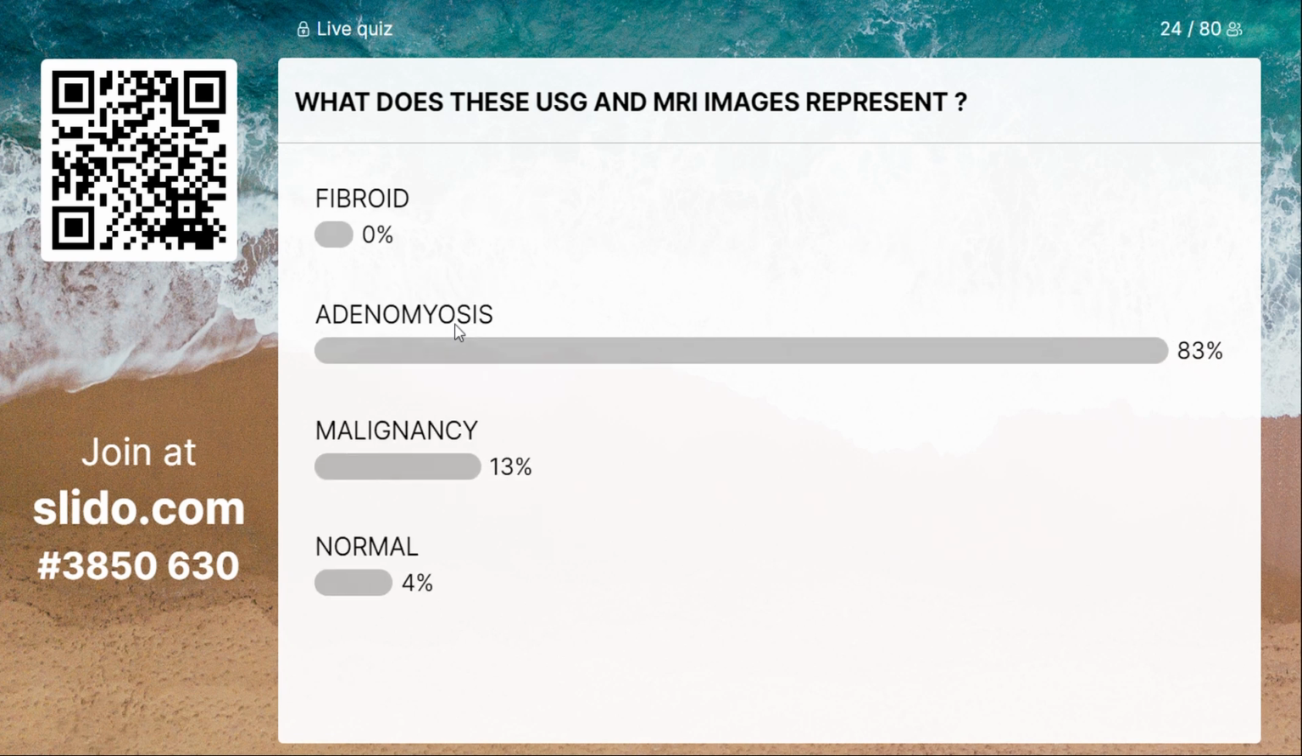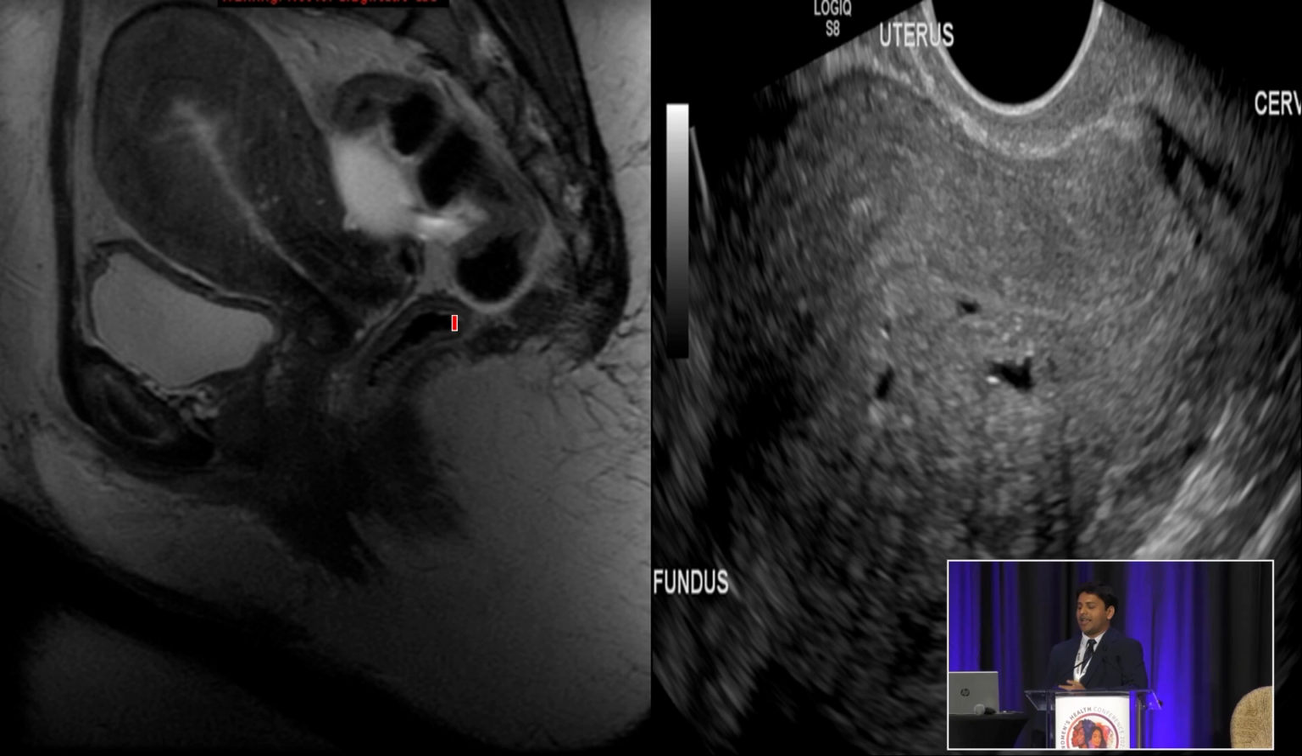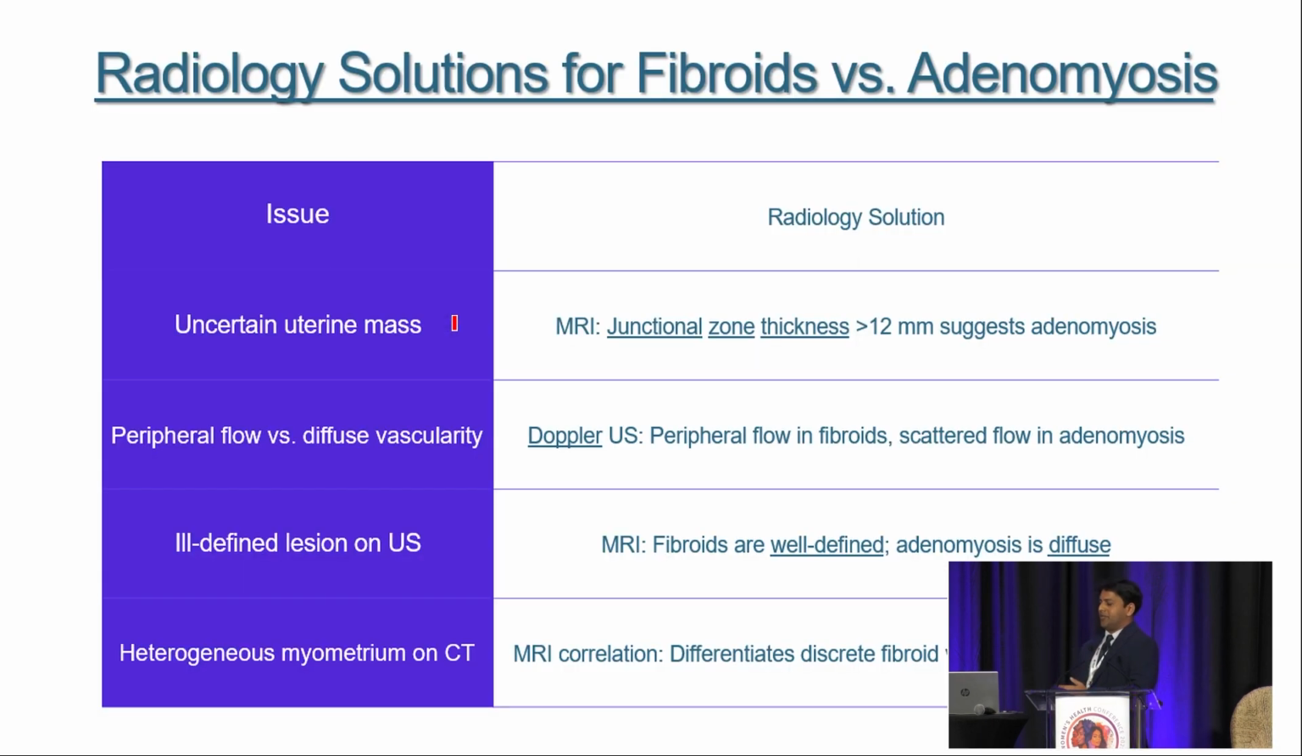Okay, almost everyone says it's adenomyosis. Yes, that's the one. What you're seeing is the involvement of the junctional zone. It has these classical Venetian blind kind of features on MRI. And on ultrasound, what you're seeing is the posterior wall, which is thickened when compared to the anterior wall. And it's not like the fibroids, it's not discrete. It's actually diffuse thickening. So the junctional zone is the one which is important in the diagnosis of this. So anything more than 12 mm, you should go for an adenomyosis diagnosis rather than fibroids.